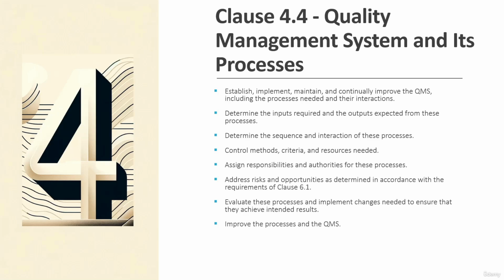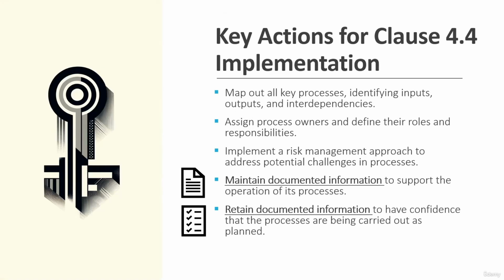So in summary, what 4.4 is asking you is to set up your quality management system, list down all the processes, inputs, outputs, controls, etc. Now, what are the key actions for clause number 4.4? Basically, you need to map down all your key processes. You need to identify what are the inputs, what are the outputs, what are the interdependencies between these processes. You need to assign who are the process owners, what are the roles and responsibilities.